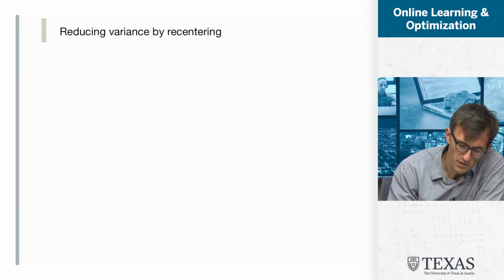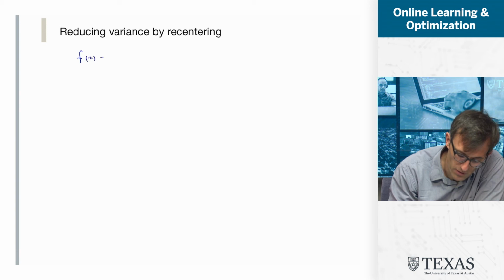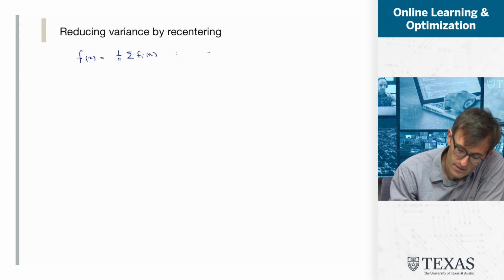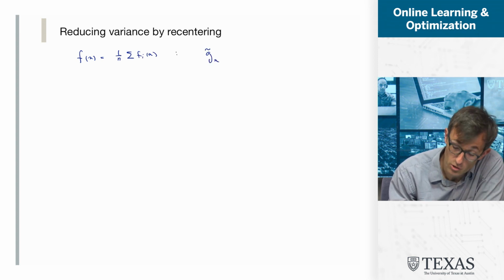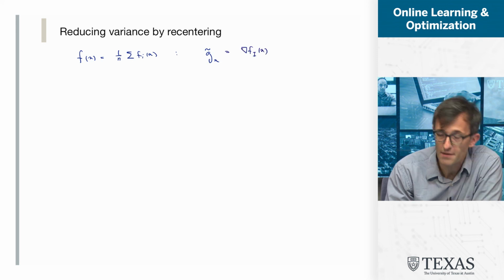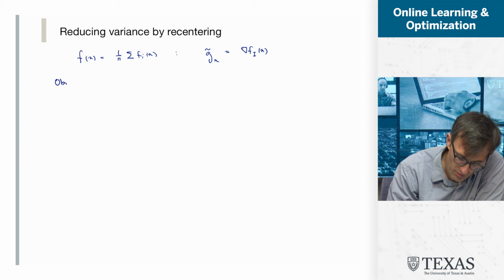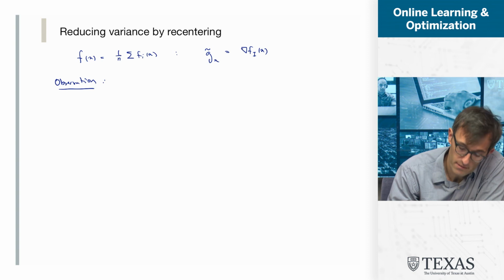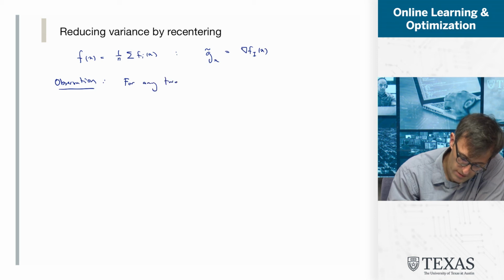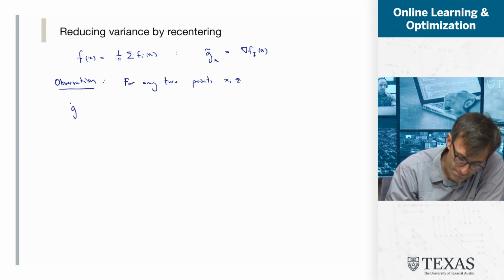Remember that even though our main motivation is to look at stochastic gradients that have the form gradient of fi of x, this is not the only choice that we can make. So instead, the key observation that we're going to exploit is that for any 2 points, x and z, let's look at this g tilde.